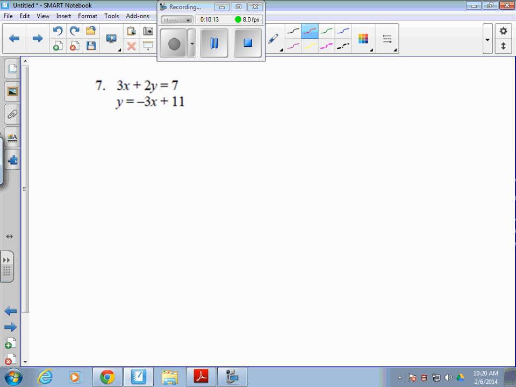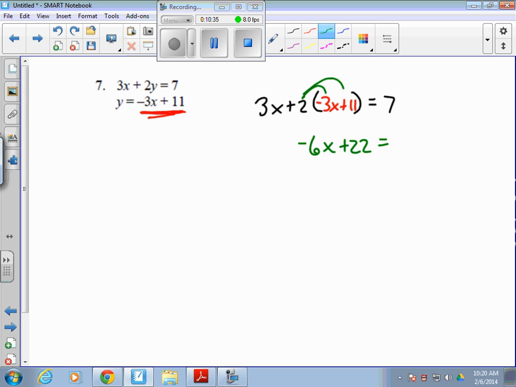Number 7, it's already set up for substitution. This one already has y by itself. So in place of y in that other equation, 3x plus 2 times y equals 7, we're going to put this value for y that we have. Negative 3x plus 11. You have to distribute 2 times that and 2 times that. Bring the rest down. You have 3x that you can put together with negative 6x and get negative 3x.